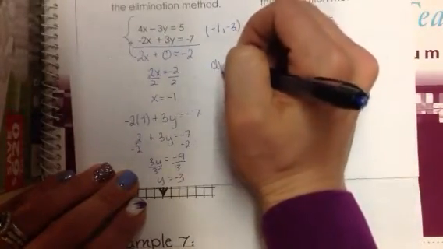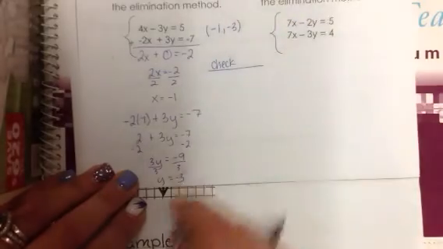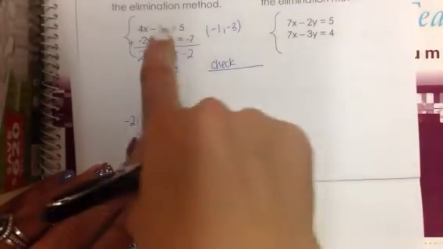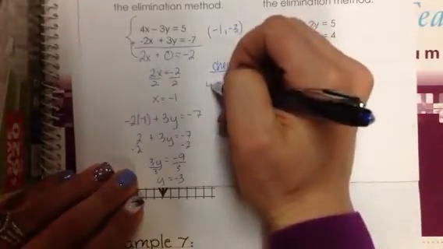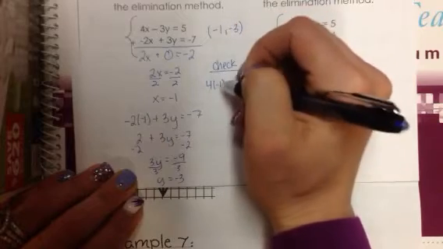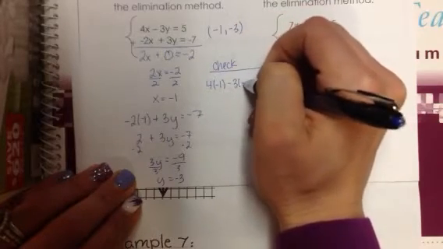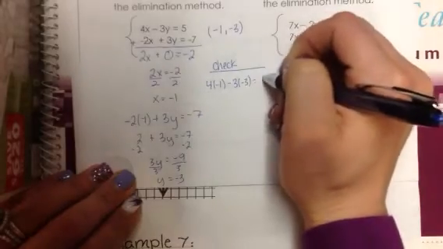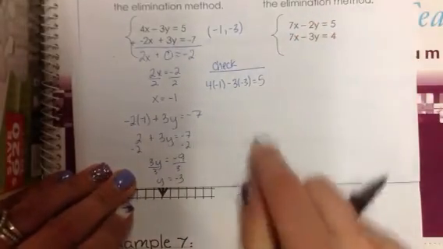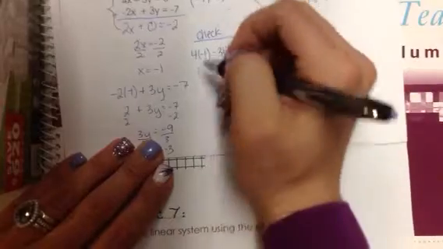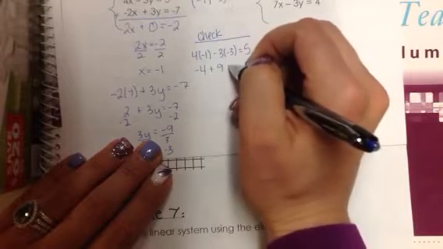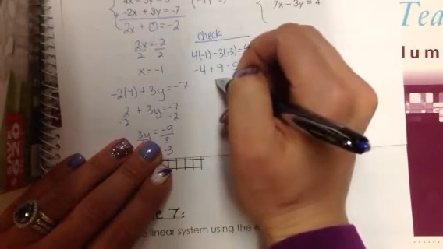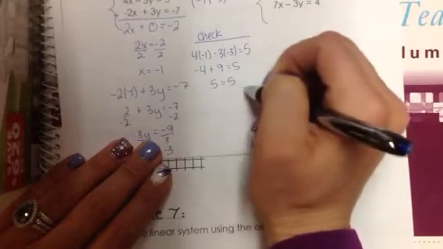But I want to check that really fast. So again, I need to plug the answer I got into one of the equations. Let's try the first equation this time. So 4 times negative 1, plug negative 1 in for x, minus 3 times negative 3 equals 5. 4 times negative 1 is negative 4. Negative 3 times negative 3 is positive 9 equals 5. Negative 4 plus 9 is 5. 5 equals 5. Looks like we did it right.